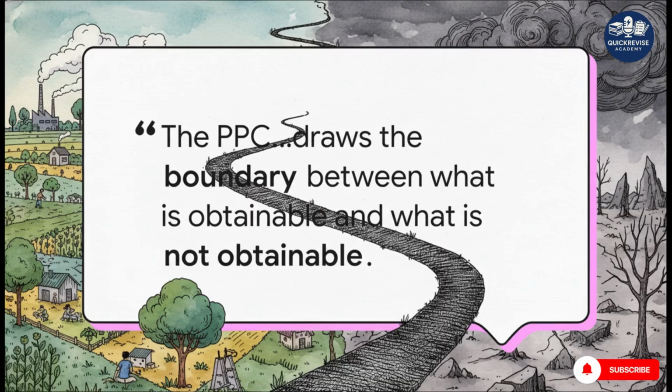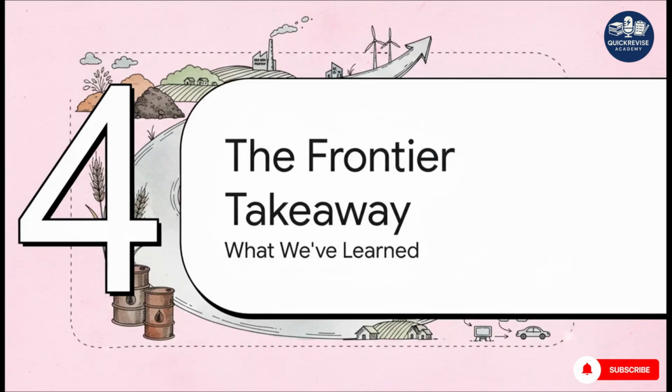I mean, think about it. A frontier is a boundary, right? It's the line that separates where we are from where we can't yet go. It draws a clear line in the sand between what's possible and what's not. So if you're going to remember one thing from all of this, what should it be? Well, the PPC isn't just some graph in a textbook. It's a visual gut punch of a reality check. It reminds us that our resources are limited, that every single choice comes with a cost, and that there are real, hard limits to what we can do at any given moment.